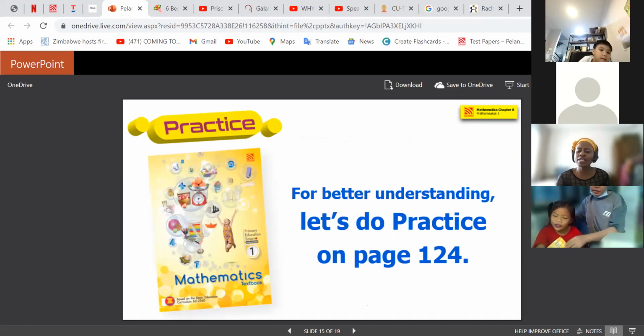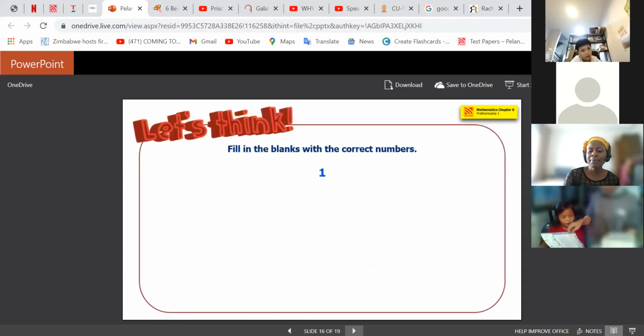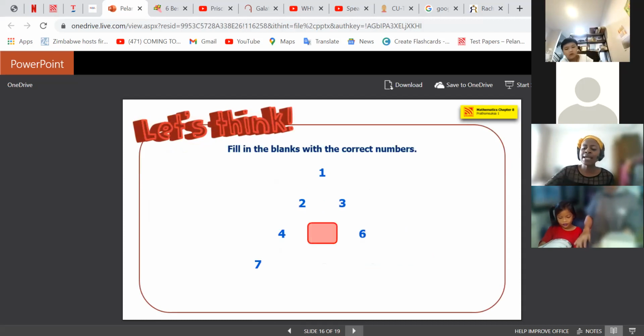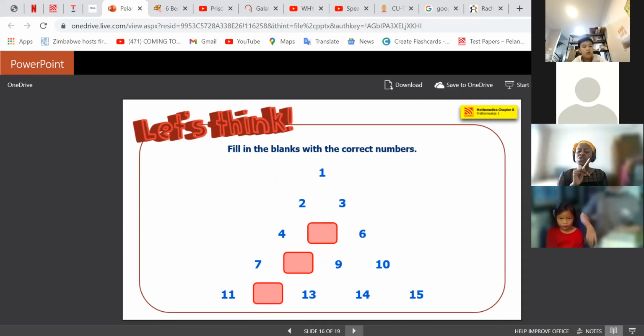Let's go on page 124. We have numbers on top. Number one, it's not there on my PowerPoint, but it's there in the textbook. Number one says 36, 37, 38, 39, 40.